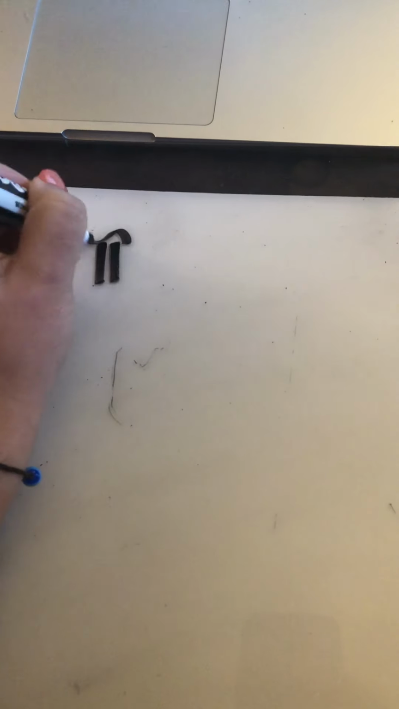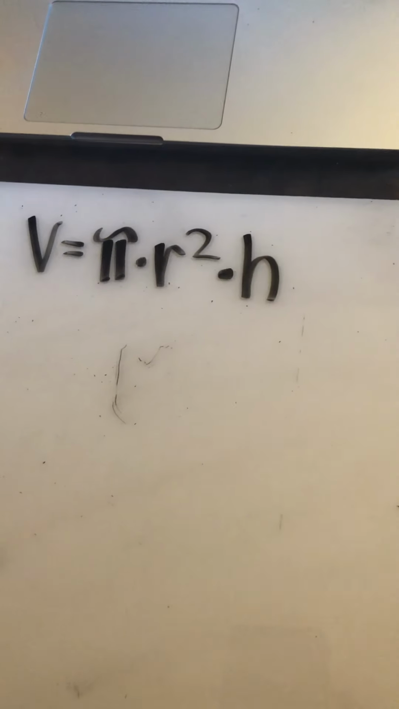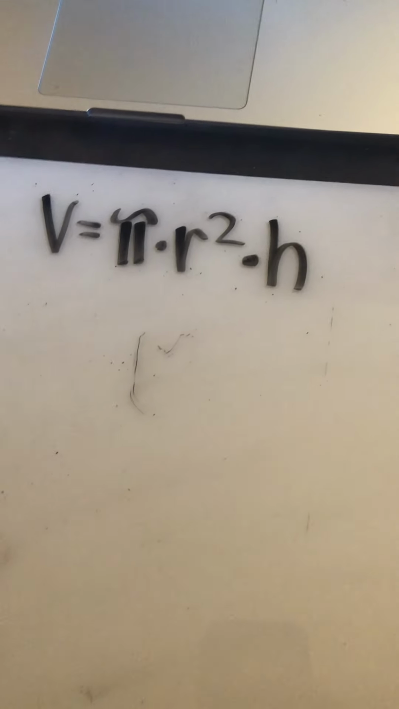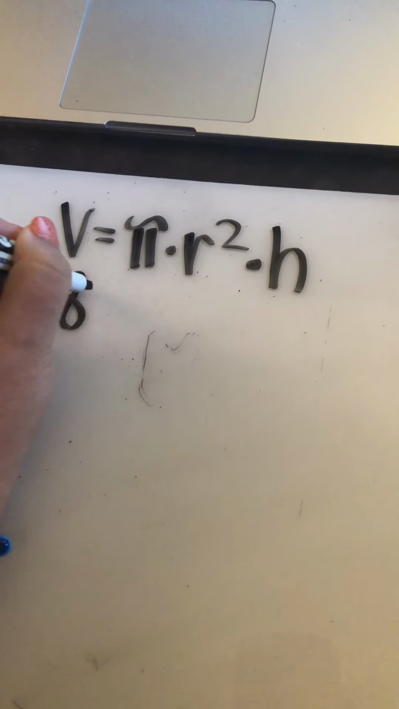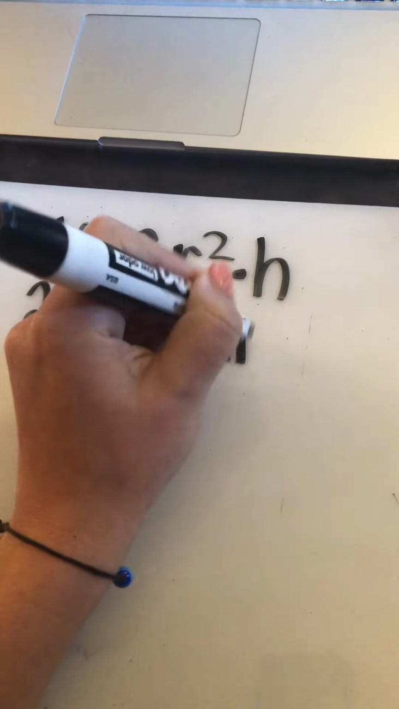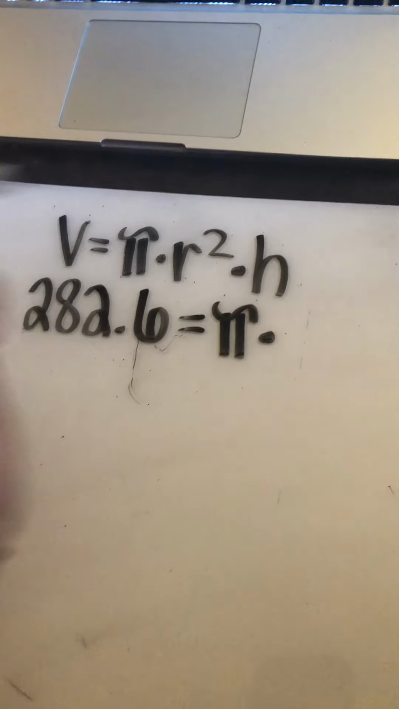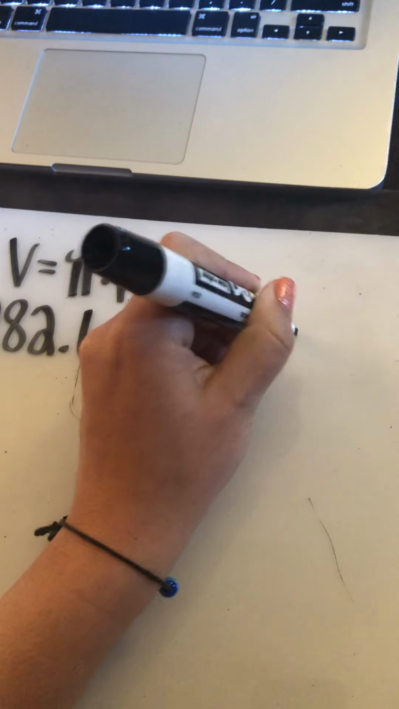All right, so I'm going to rewrite my formula at the top of my board. V equals pi times r squared times the height. I'm going to plug in the information I was told. So I know that my volume is 282.6 equals pi times, my radius was 3, so 3 squared times the height, which I don't know.